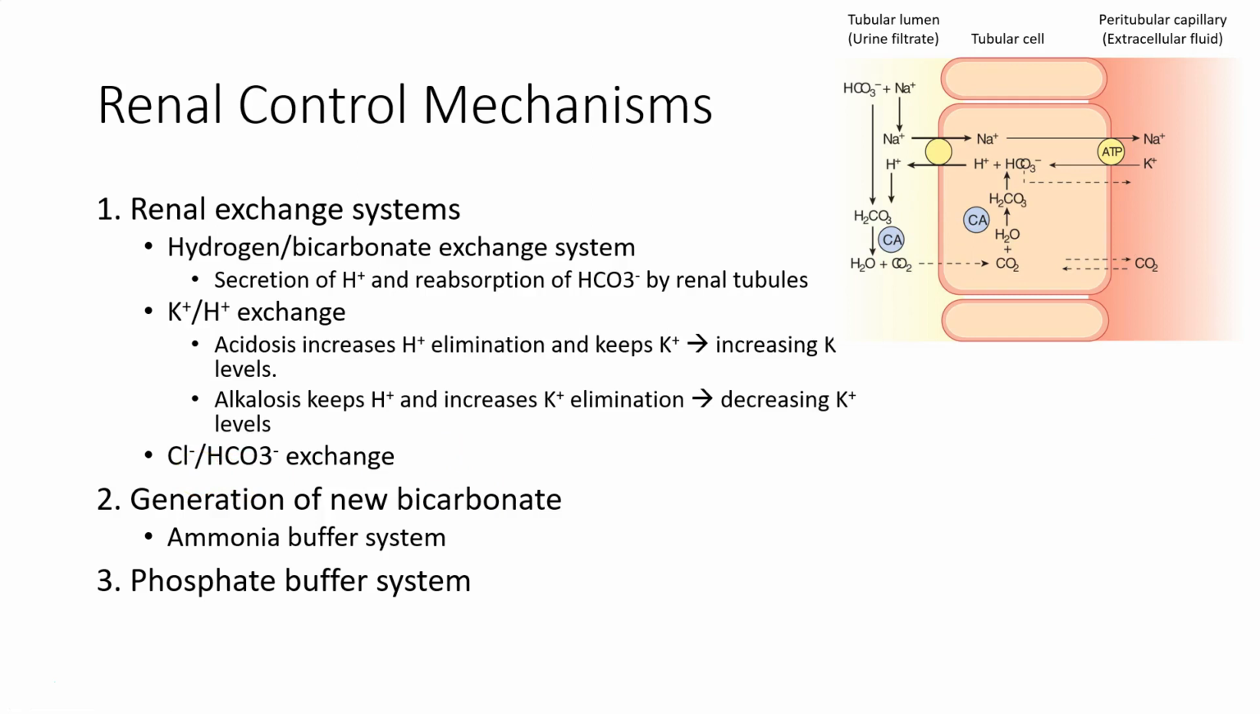Another way the kidneys control pH is through generating new bicarbonate, and this happens through the ammonia buffer system. And then finally at the kidneys, we also have a phosphate buffer system that helps regulate pH. And that is our overview of acid-base balance.